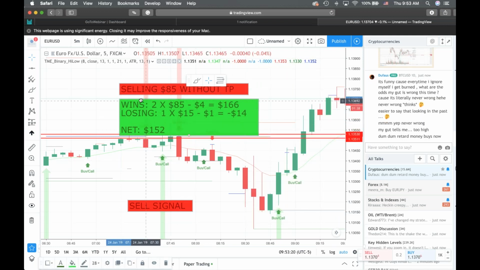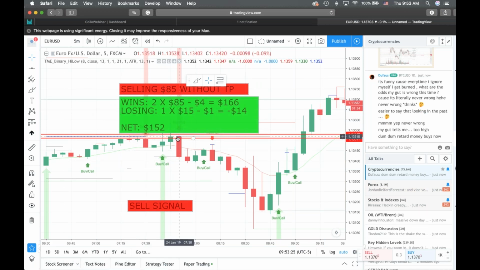So it doesn't matter if you chose to go OTM or ATM, your result would have been the same. With OTM, it's just risking less.